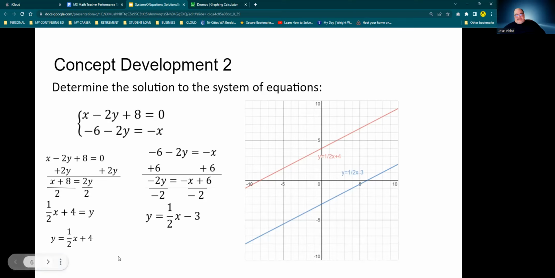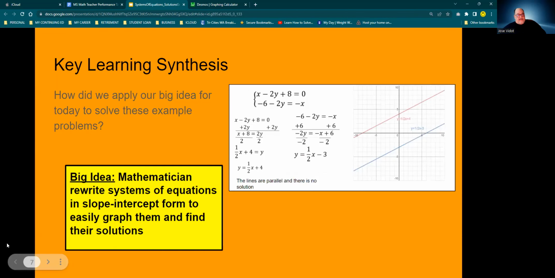Therefore, since we said before that when they intersect, the solution is where they intersect, what can this tell you about the solution? What we're trying to get to, of course, is that parallel lines have no solutions. Okay, there's no solution. And then the big idea again: rewriting equations so you can observe the patterns in the format of the equation. That's where we want to go with that.